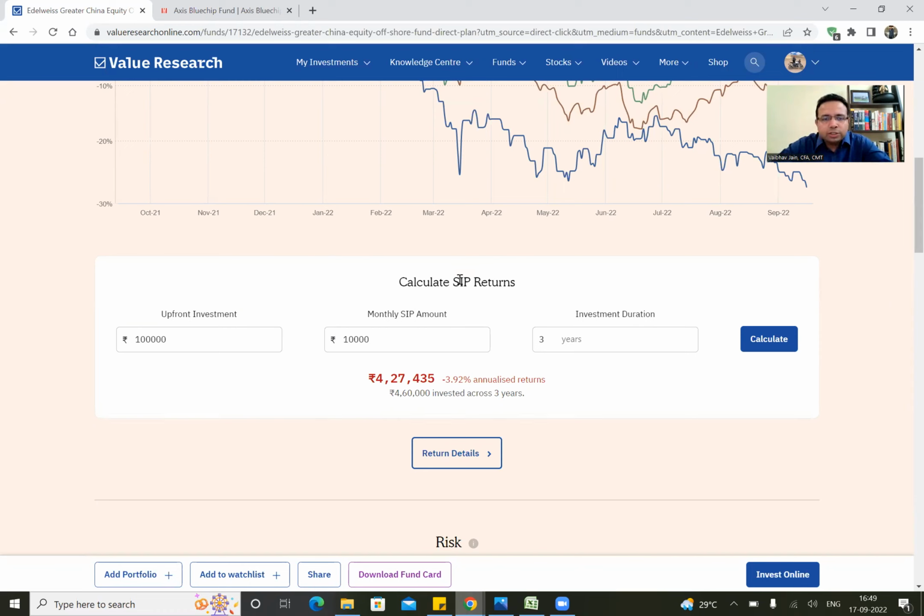Now, although Value Research Online gives you a calculate SIP returns tool, which is great, it is a new tool they have recently come up with. They ask you the upfront investment, the monthly SIP amount, and the investment duration, and then you calculate, which is minus 3.92 it's coming. But what date have you invested on? They have probably assumed some date.